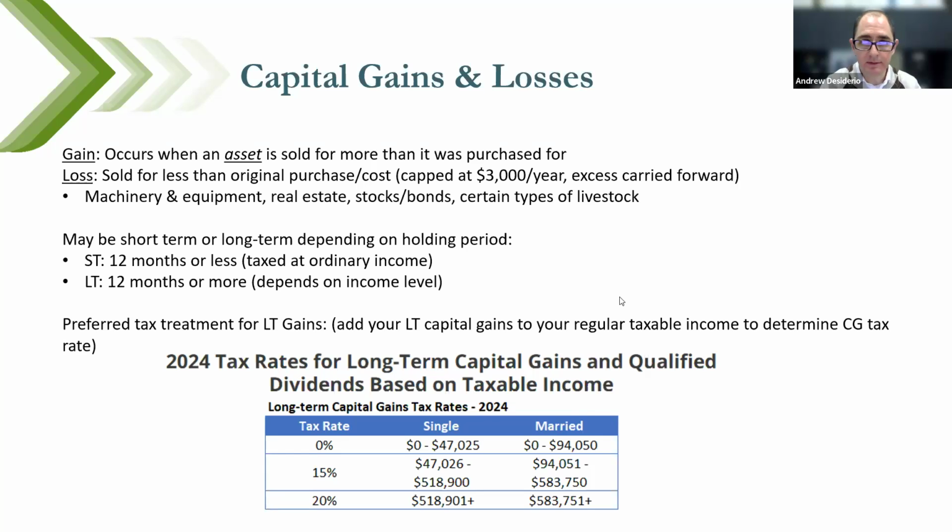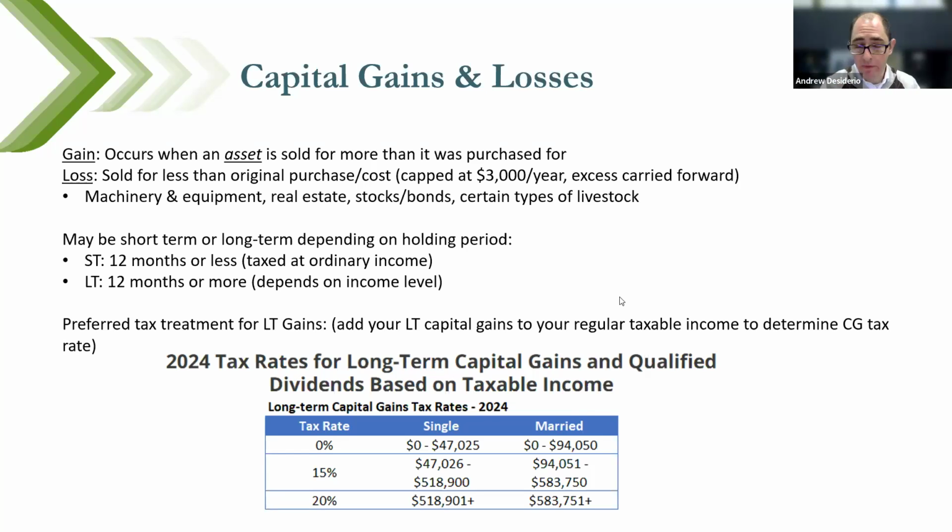Anything more than 12 months from the date of purchase or from the date that you acquired it is called long term. And those get the preferential tax treatment. Anything that's 12 months and less, so less than a year, would be considered taxed at your ordinary income. And so on one of the previous slides, there were rates between 0 and 37%. And so if it's short term, whatever that gain will be taxed at those ordinary rates.